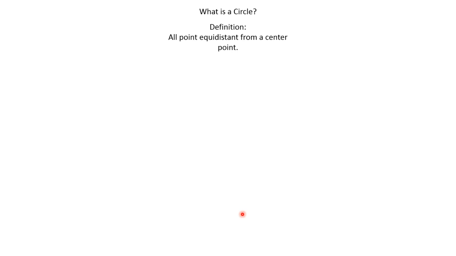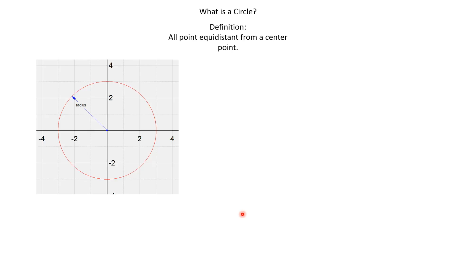We have a couple different equations. The first one is just where it's centered at 0, 0. So it's all points equidistant from the center. We have a center, then we have the radius here, and that would go around as the same no matter where on the circle we are. The equation for this is just x squared plus y squared equals r squared, where x and y are variables, and r is the radius.